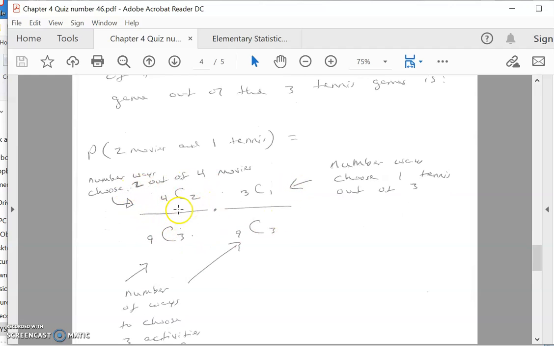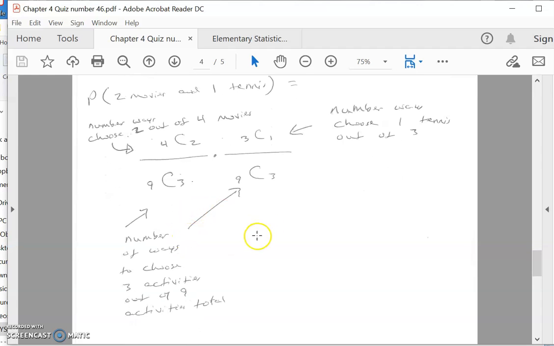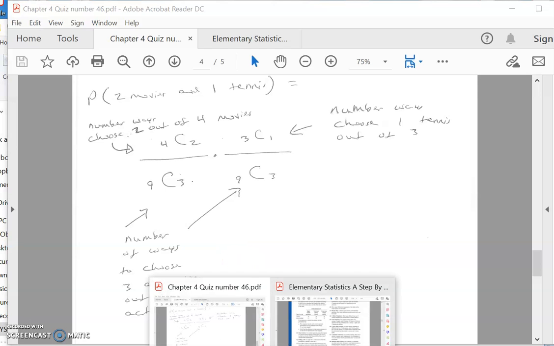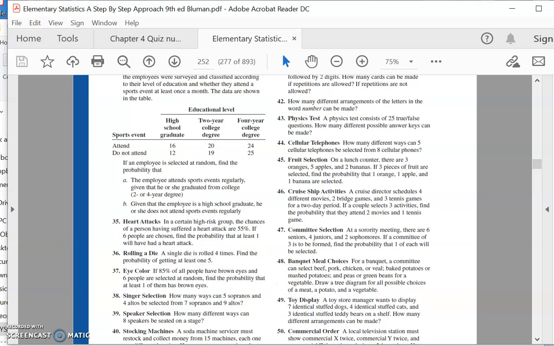On the bottom here, that's the number of ways to choose 3 activities out of 9 activities total. This is the way we always do it, right? The sample space is in the bottom, in the denominator. Here are these formulas. Oops, wrong one, sorry.